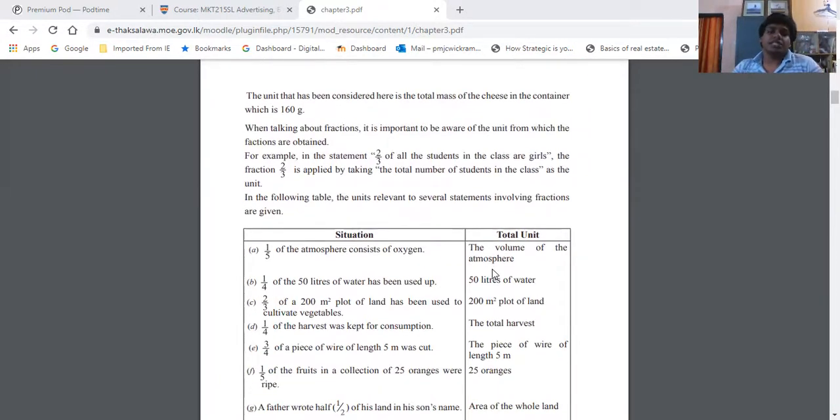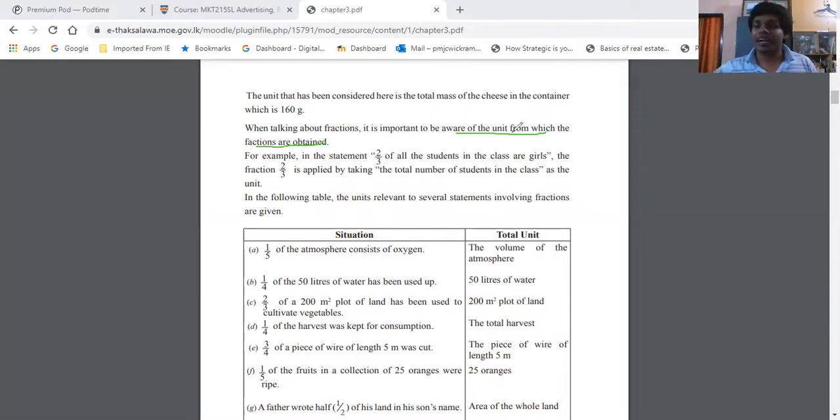When talking about fractions, it is important to be aware of the unit from which the fractions are obtained. This is interesting. For example, in the statement, 2/3 of all the students in the class are girls, the fraction 2/3 is applied by taking the total number of students in the class as the unit. So what they're saying is, to take a fraction, there should be something you're comparing with. You're comparing with the chocolate when it had fully 10 pieces.